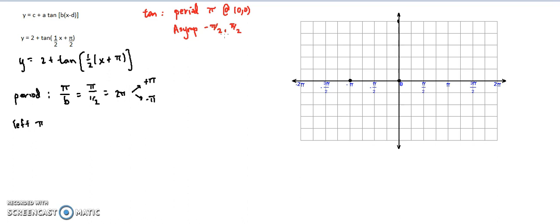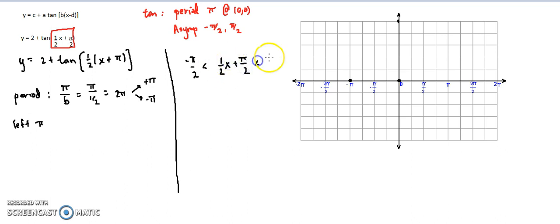Okay, so the other way to look at this is to say we had asymptotes at negative pi over 2 and pi over 2. So originally our tangent graph went between negative pi over 2 and pi over 2. So if we take this stuff that's on the inside here and put that between negative pi over 2 and pi over 2, then we should figure out what our x values need to be. So negative pi over 2, and then we put this stuff in the middle, to pi over 2. So if we solve this compound inequality for x, then we should see where our new asymptotes are, and then we can get everything from there.